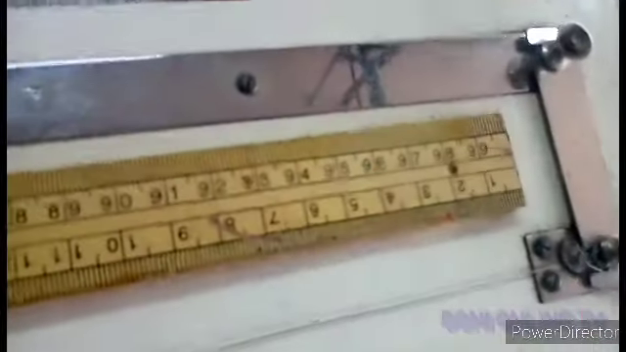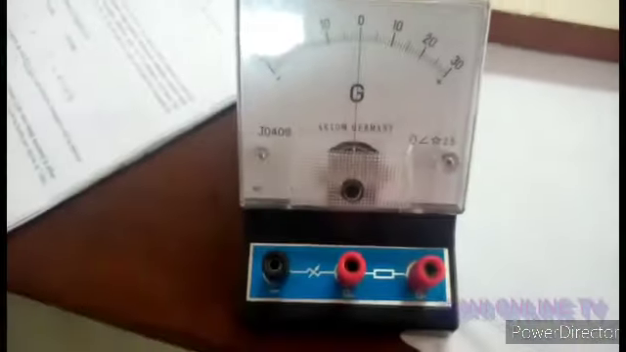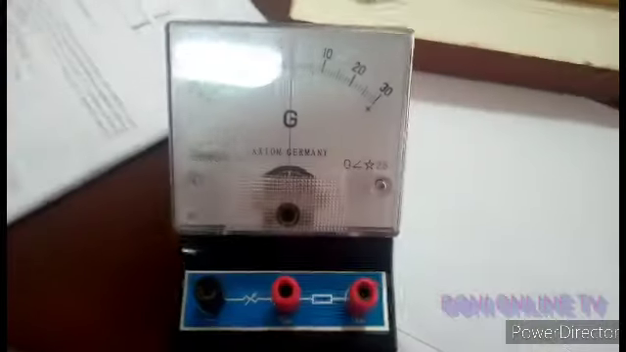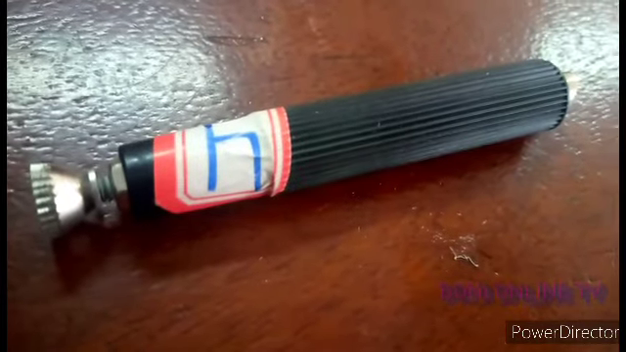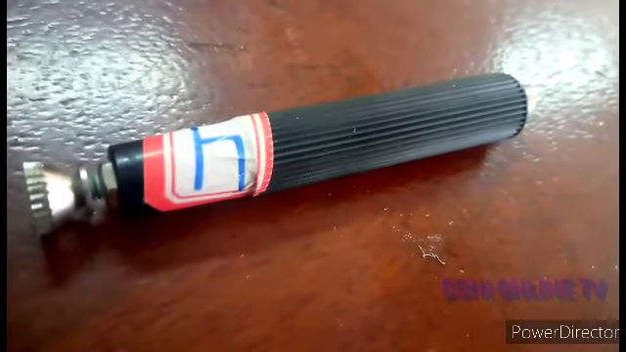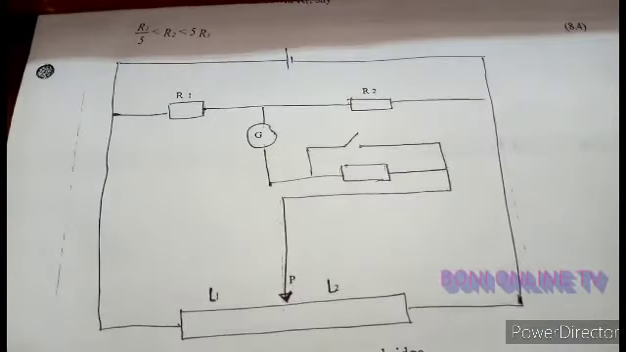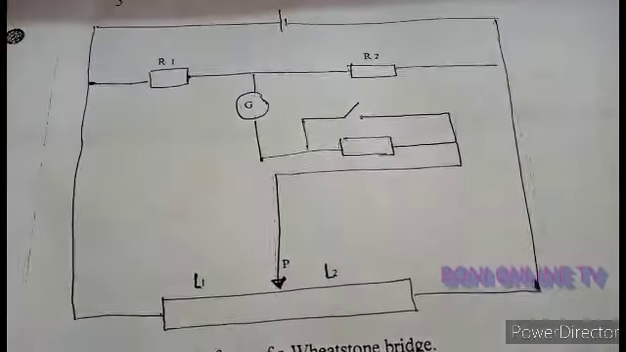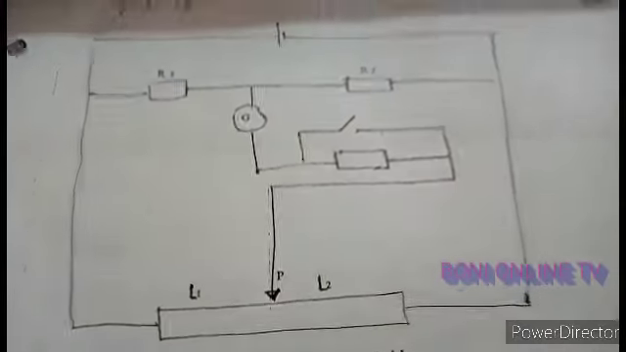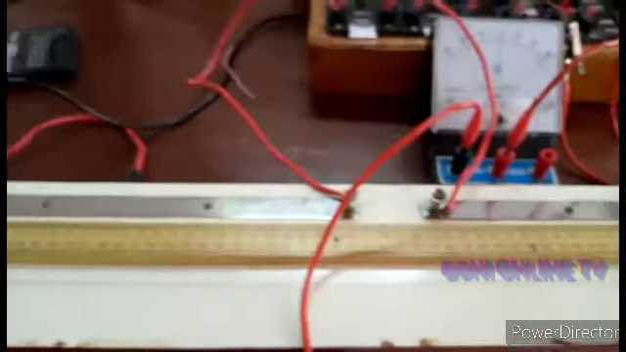We have been given a meter bridge, and a galvanometer that will assist us in finding the balancing point. Also, we have been given a jockey that will be used to test the balancing point. After that, we have to connect the circuit as indicated on the diagram.